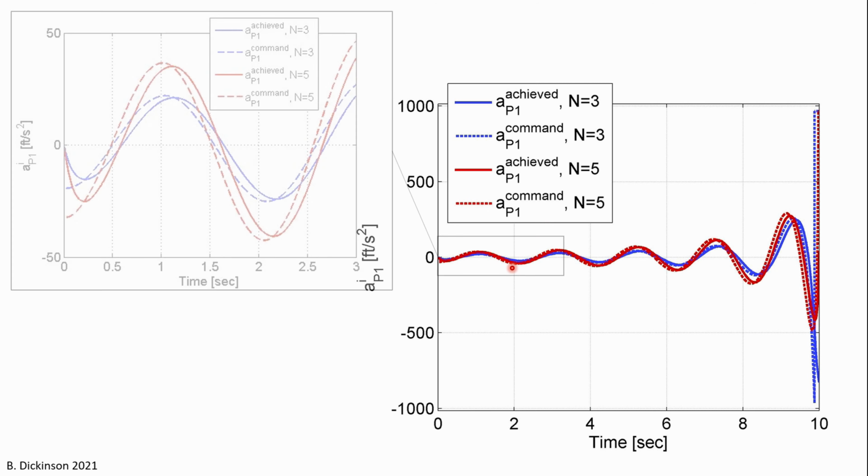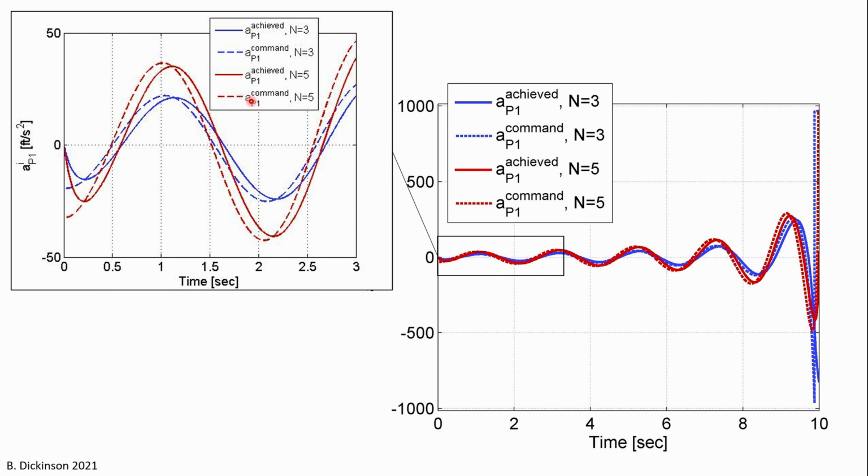Early on in the engagement, zooming in, we can see that the acceleration for n equals 5 is generally larger than for n equals 3. This becomes more apparent as time goes on until the very last moment. The commanded acceleration for n equals 5 becomes less than that for n equals 3. And then as time to go approaches 0, both commands experience singularities and the commands saturate according to the command limits of 966 feet per second squared, or 30 Gs.